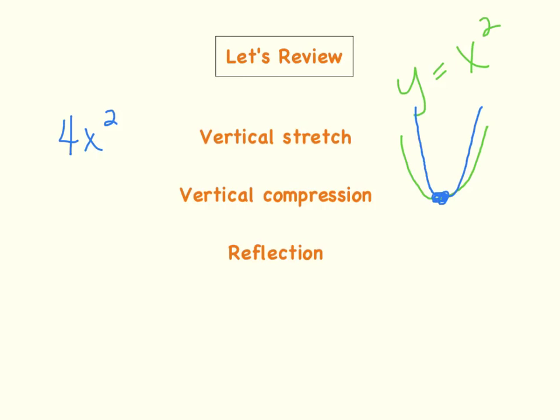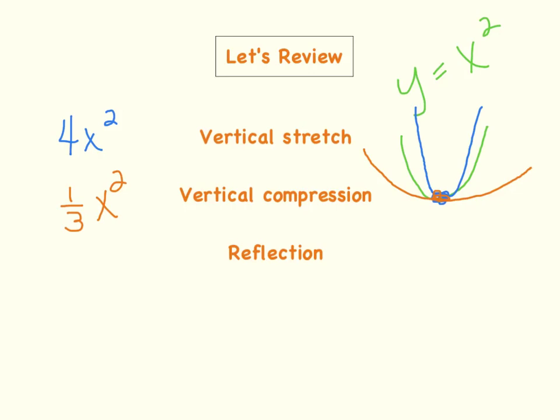And vertical compression would have an a value that's between 0 and 1. And that could look something like this. We could say 1/3 of x squared. And graphically, it's like we are just trying to flatten out that parabola. So it would be wider. Again, it should have the same vertex.